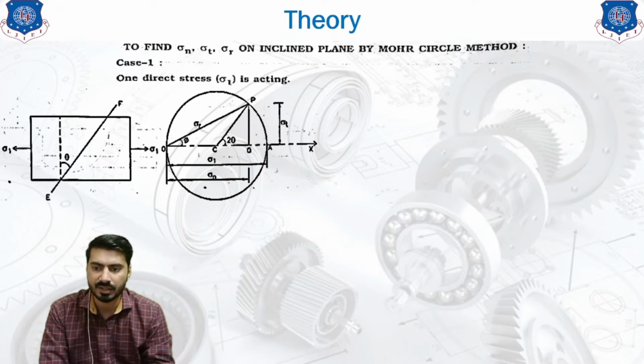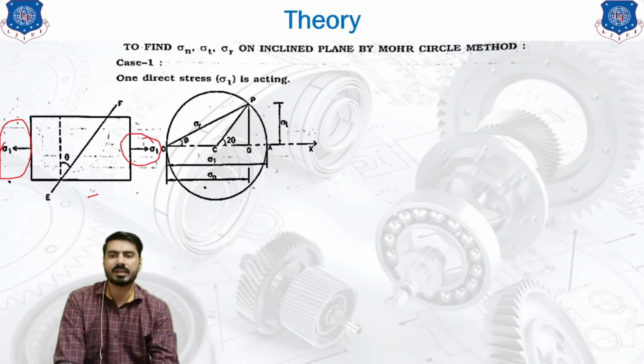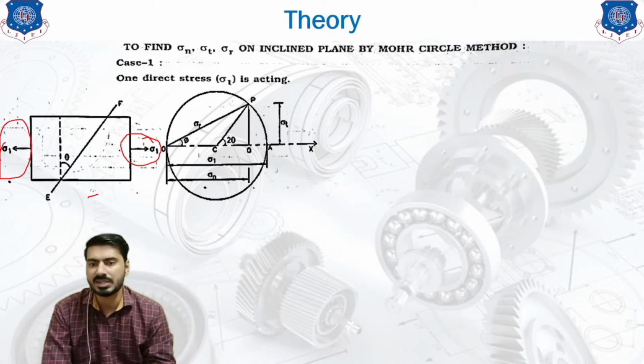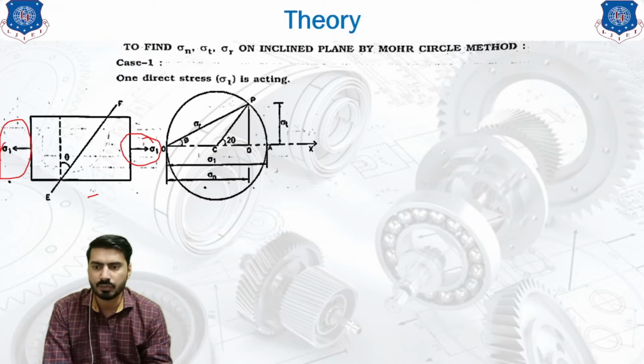So over here you can see that sigma 1 is acting on the body like this, and this is the only stress acting on the body. There are no other stresses in the vertical direction, and no shear stress is acting on the body. So we intend to find sigma n, sigma t and sigma r on this EF plane. This is our EF plane.